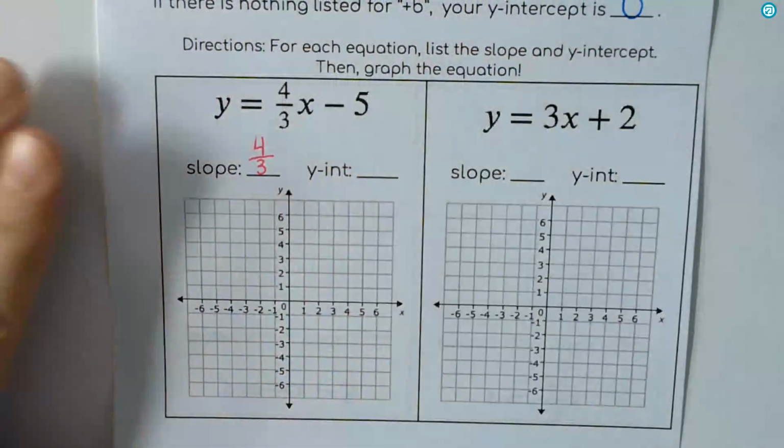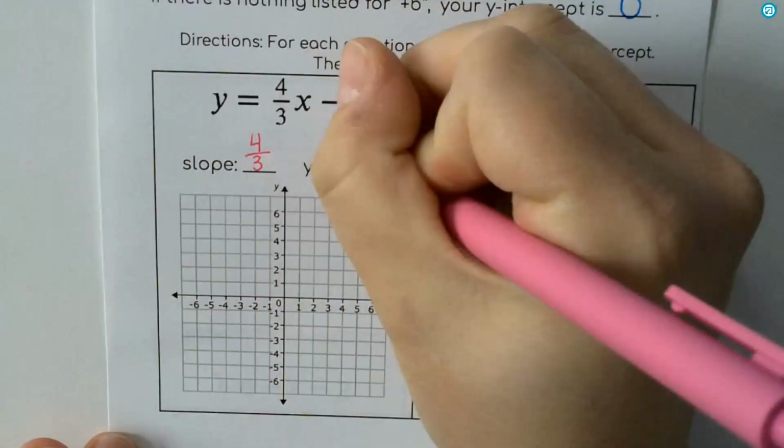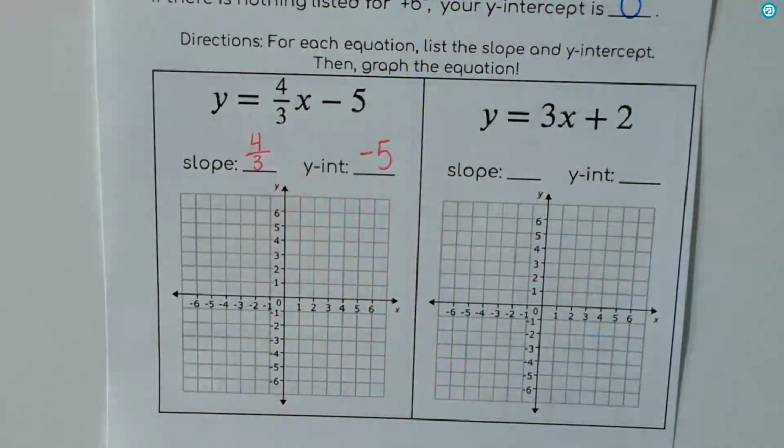When you write down your slope, it's always just going to be a fraction. It's never going to have the x with it. The x is not part of the slope. The x is the variable. And then our y-intercept here, since it's minus 5, our y-intercept is negative 5. Okay. Any questions about that? Okay, so we are ready to start graphing then.